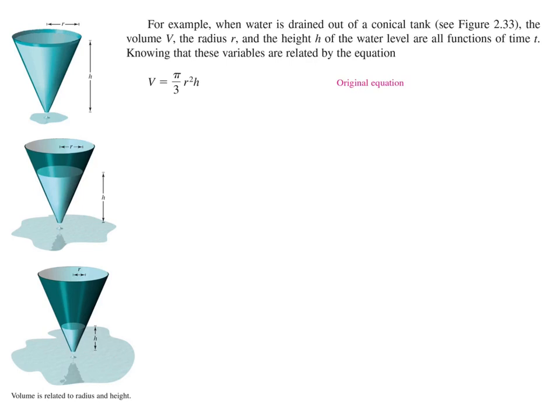So an example is when water is being drained out of a conical tank, and you're going to have a lot of different variables here. So for example, volume is V, the radius of the cone is R, the height of the cone is represented by H, and then as things are progressing or draining out of this cone, everything is in terms of time, so T. And so the volume equation for a cone, a three-dimensional cone, is this guy right here. So we can actually differentiate using implicit and the chain rule differentiation.